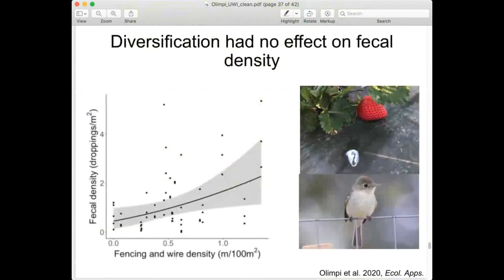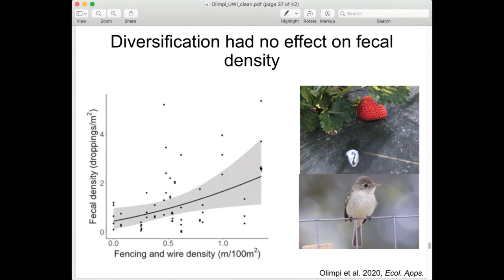The final pathway that we wanted to look at was fecal contamination. And we did not see any effects of local or landscape diversification on fecal density in crop fields. So on these transects, we were just counting the number of bird feces. And what we did find is that farms that had more fencing and wires tended to have more fecal contamination.